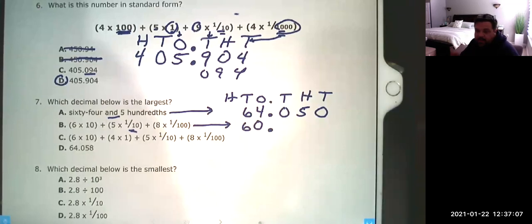I mean, I can keep going on, but I don't really have to, because I already know this is going to come out to 60. So I know B cannot be bigger than A. So I can eliminate it immediately.